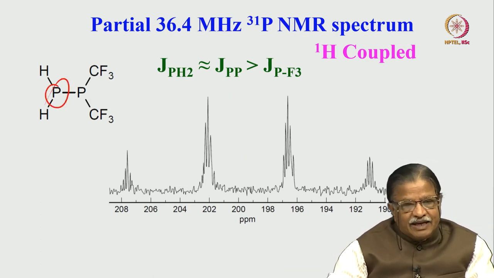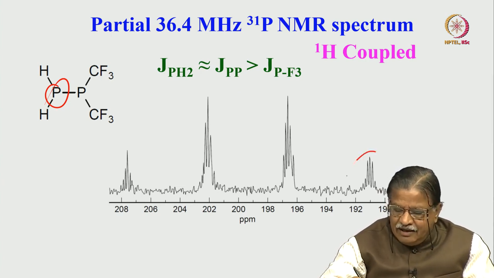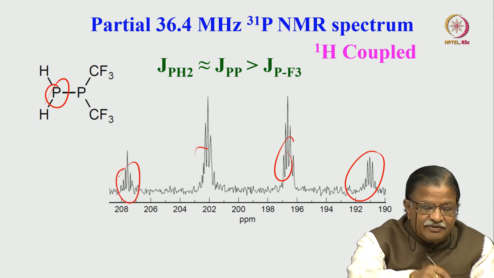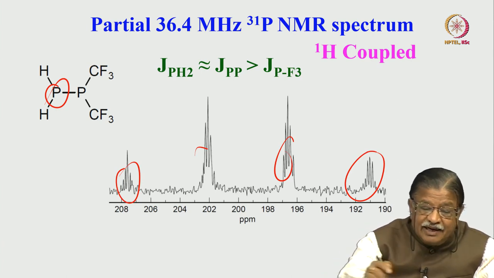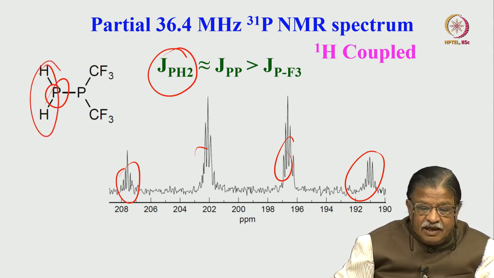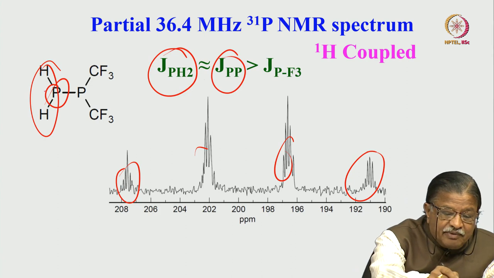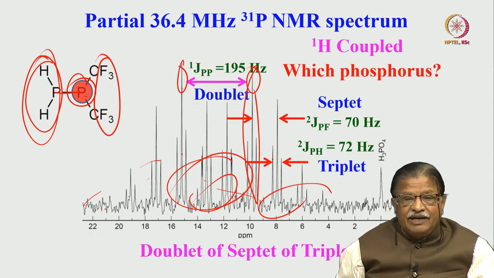This is something very interesting. How can we get this? This is again some funny pattern here, we will see what it is. It looks like a quartet of some septet or quintet like that. How do we get that? It is written here, remember J_PH2 and J_PP is approximately equal to. What is J_PP? Here I saw J_PP is 195.